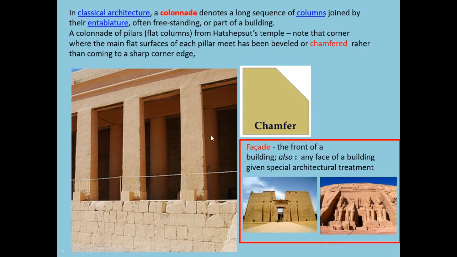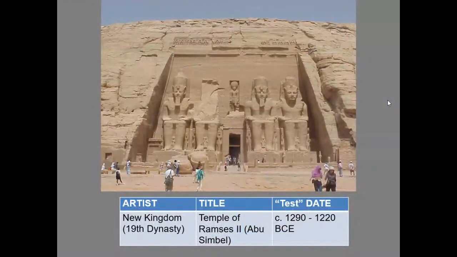The columns themselves in these are often what we refer to as chamfered, meaning that instead of coming to a 90-degree angle, they have been beveled. You also see here the term facade, and that's going to come up more in the New Kingdom than any other area in ancient Egypt. The facade would be the front of the building. In this case, for our purposes, most of the facades we can look at are facades of temples.